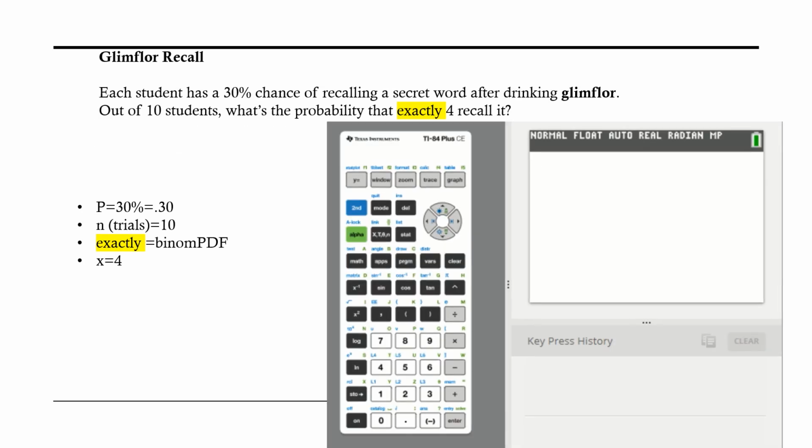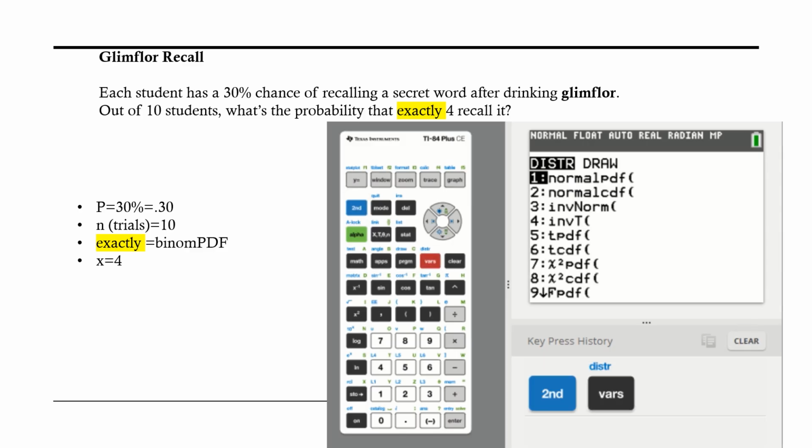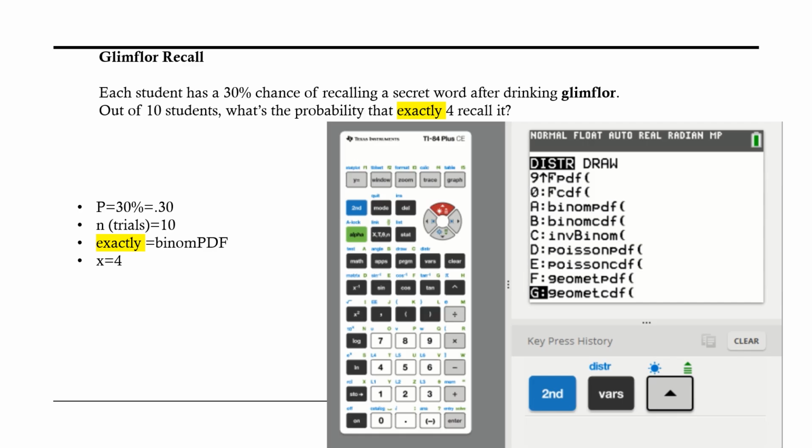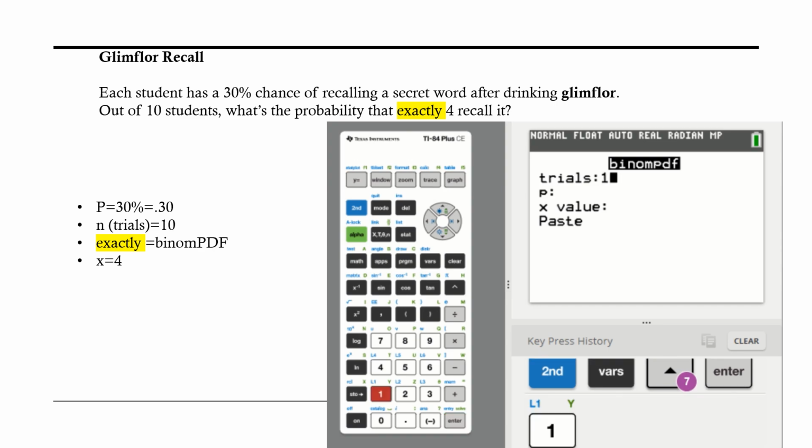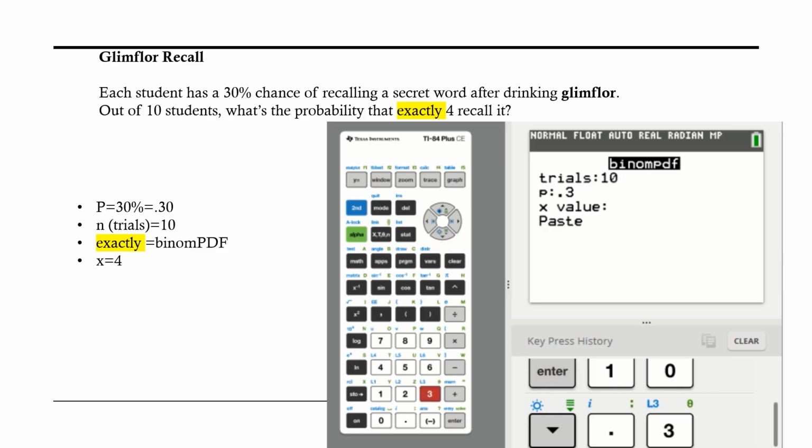Because it says exactly, I'm going to go to second, vars, my distribution menu. I like to go up, but it's because exactly, it's PDF. Exactly is a PDF situation. So the number of trials, we have 10 trials. P-value has to be written as a decimal, so 0.3. You can say 0.30. I usually say 0.3 because I'm lazy.